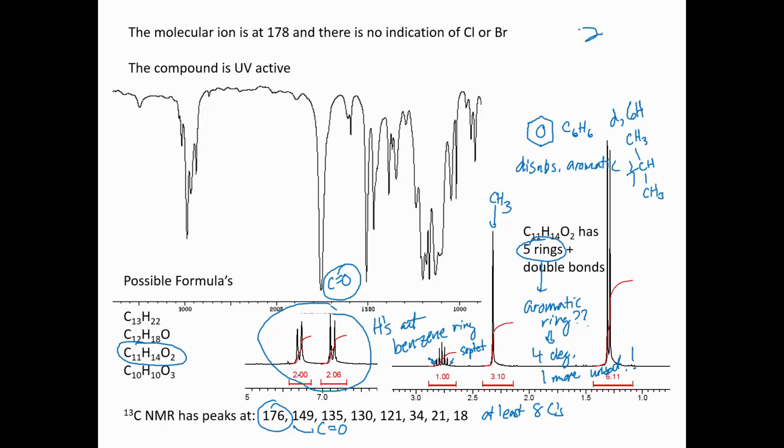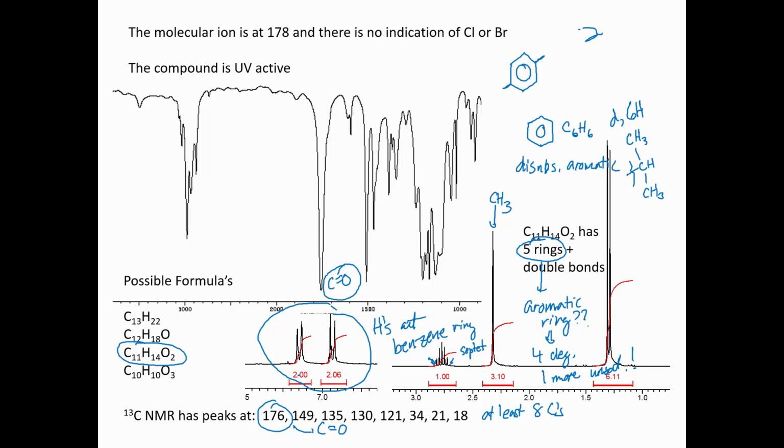So we have a benzene ring. It's got two things on it. Notice in the C13 NMR that we don't have enough peaks. This tells us that we have symmetry. The most symmetrical pattern for a disubstituted benzene ring is para. So we more than likely have a para-substituted benzene ring.